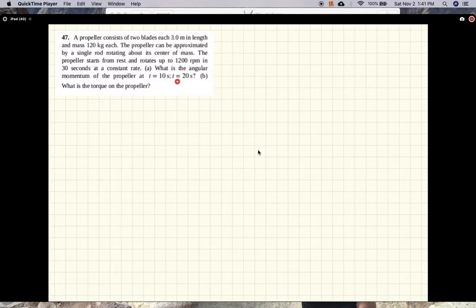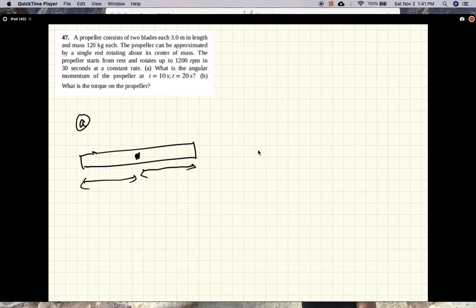Okay, we'll just do one. And what is the torque on the propeller? Okay, so here's the propeller. The propeller consists of two blades. So this is one blade, and there's the other blade. And this is 3 meters, 3 meters, and 120 kg.